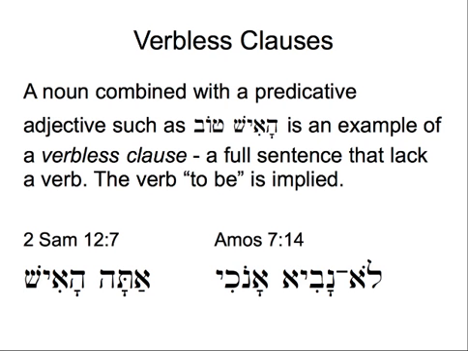Ha'ish tov was a good example of what we call a verbless clause. A noun combined with that adjective, we have to supply that to be verb, which is actually a fairly common construction in Hebrew. You can see a couple more examples here. This 2 Samuel 12 is ata ha'ish. It's actually not an adjective there in front of ha'ish. That's actually a pronoun. It means you. That's the second masculine singular pronoun. So it's essentially you, the man, in its most wooden translation there. But if we supply that to be verb, you are the man.